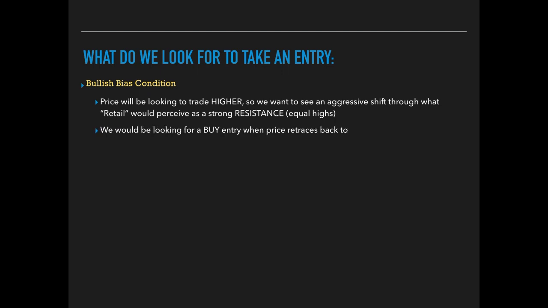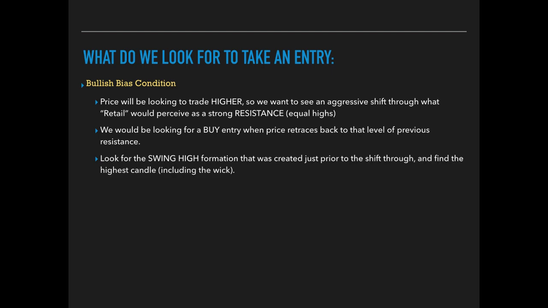Okay, and we would be looking for a buy entry when price retraces back to that level of the previous resistance that was broken. Okay, you're going to look for the swing high formation that was created just prior to that shift through. You're going to find the highest candle, including the wick, and then the range of that candle will be your entry. All right. Now, I know that sounds complicated. Obviously, I'm going to show you some chart examples of what that looks like later on. Okay, but this is conceptually what you're looking at.